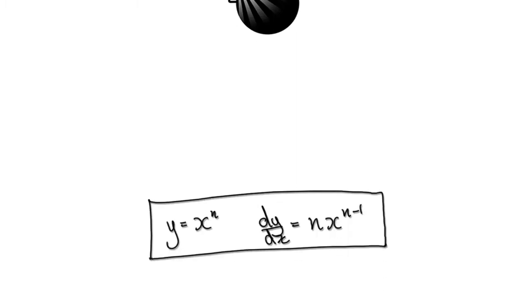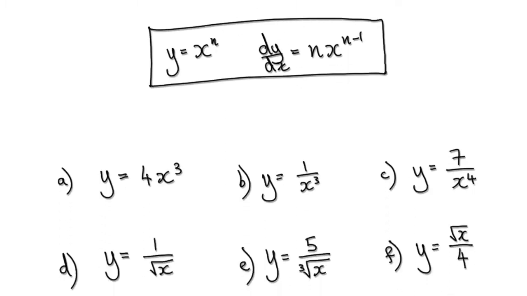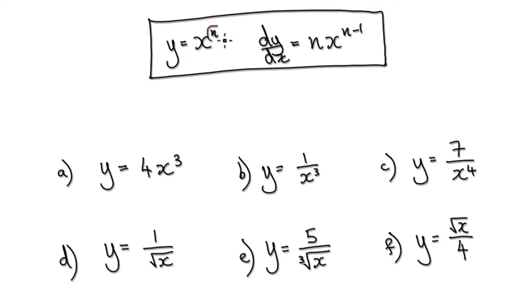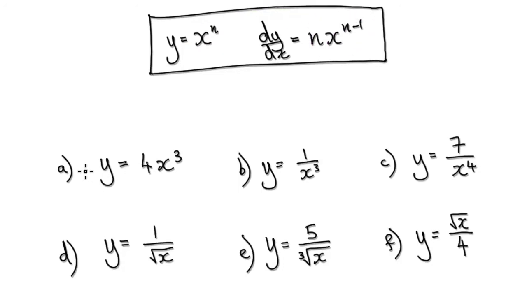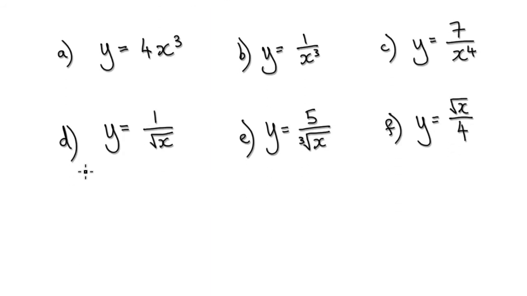Okay, let's give you guys some practice now. So remember, to differentiate something, the n comes down, the x stays the same, and then the power gets minused by 1. So it becomes this. So to differentiate this, it will then become this. So use that to differentiate the following. So differentiate each of these. So press pause and have a go.